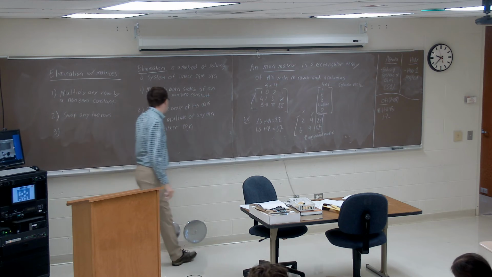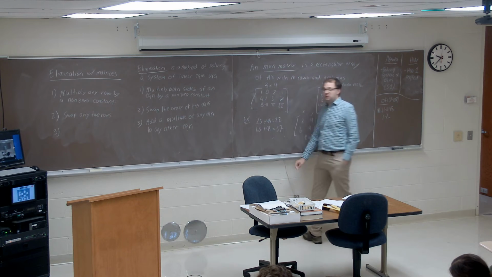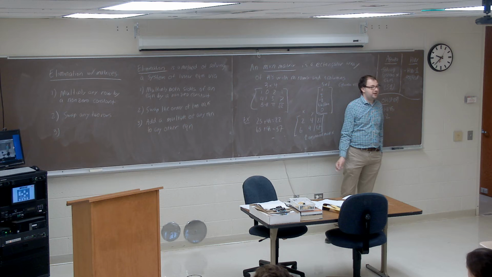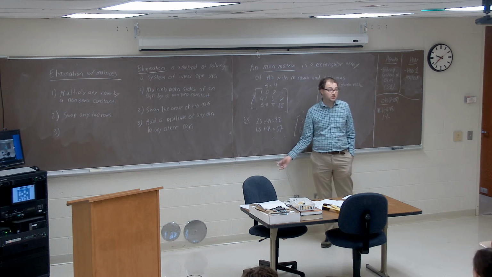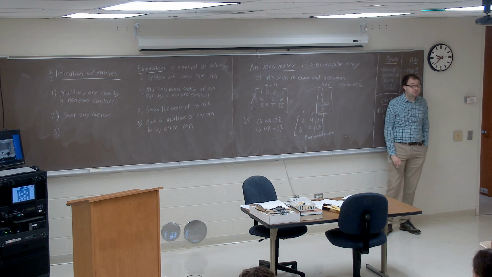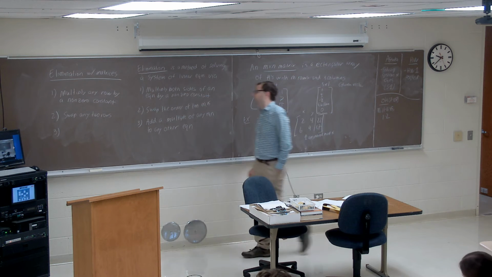And finally, adding a multiple of any equation to any other equation, which we did when we said, let's subtract the first equation from the second one, or add -3 times the second equation to the first equation. What would that be doing to the augmented matrix? Add a multiple of any row to any other row. Yeah, add a multiple of any row to any other row.